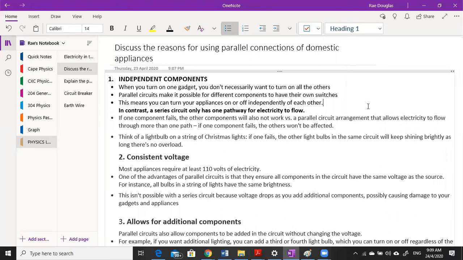All right. Now, number 2 is that it has consistent voltages, which means that each component is able to get the same amount of voltage that comes to your house. So if your house is wired up for 110 volts, it means that every appliance in your house is going to get 110 volts. But mind you, each appliance has a different current rating.